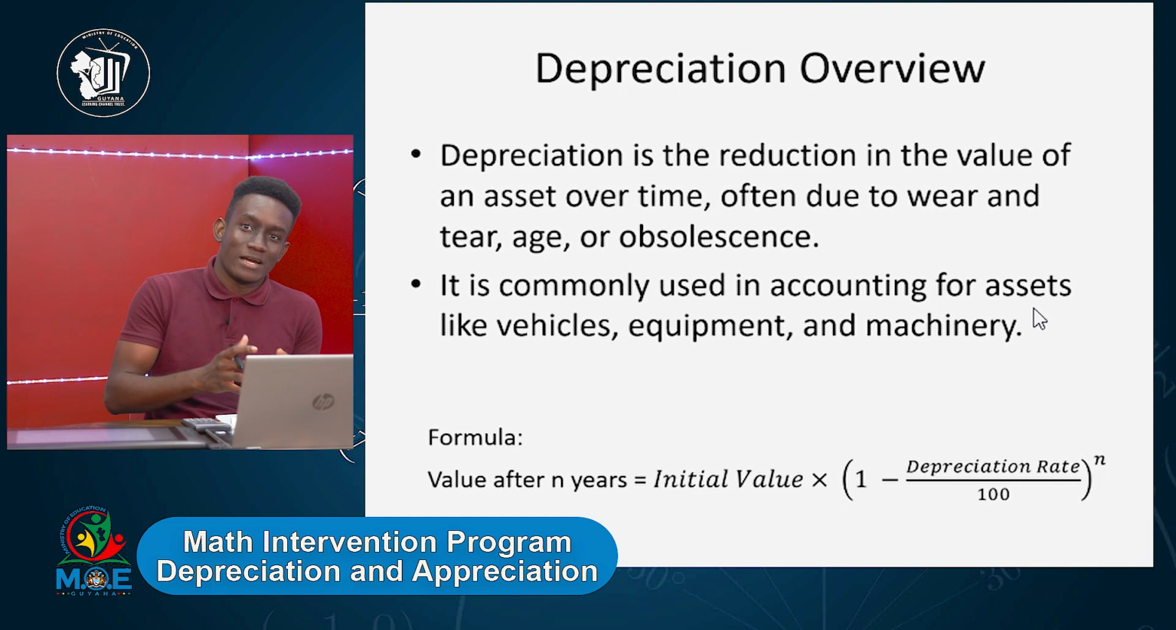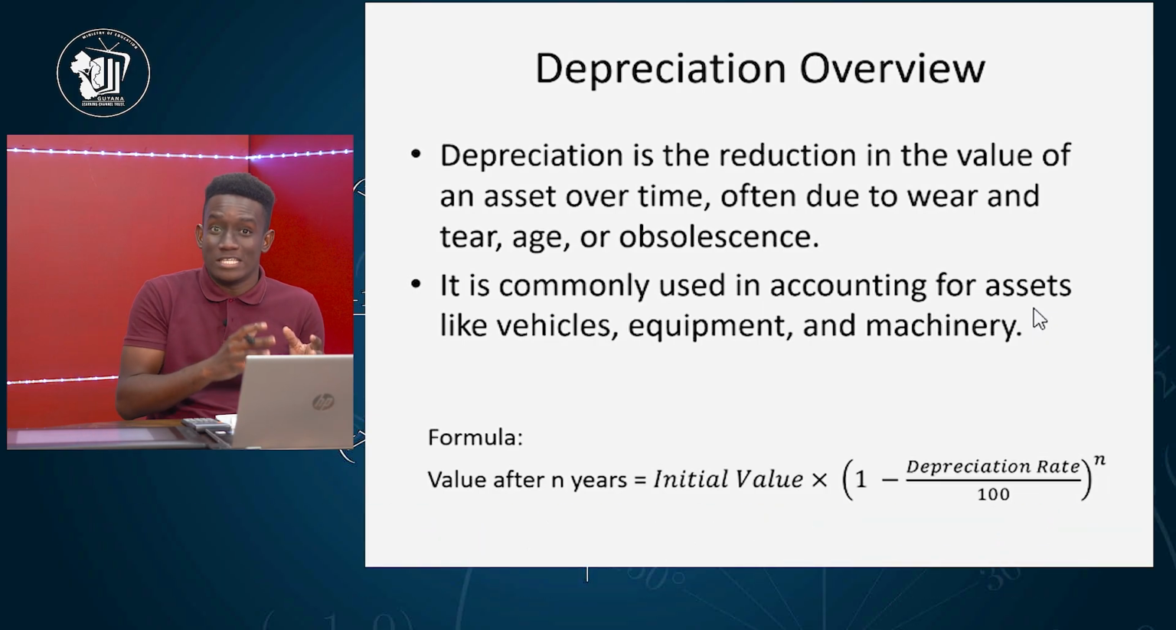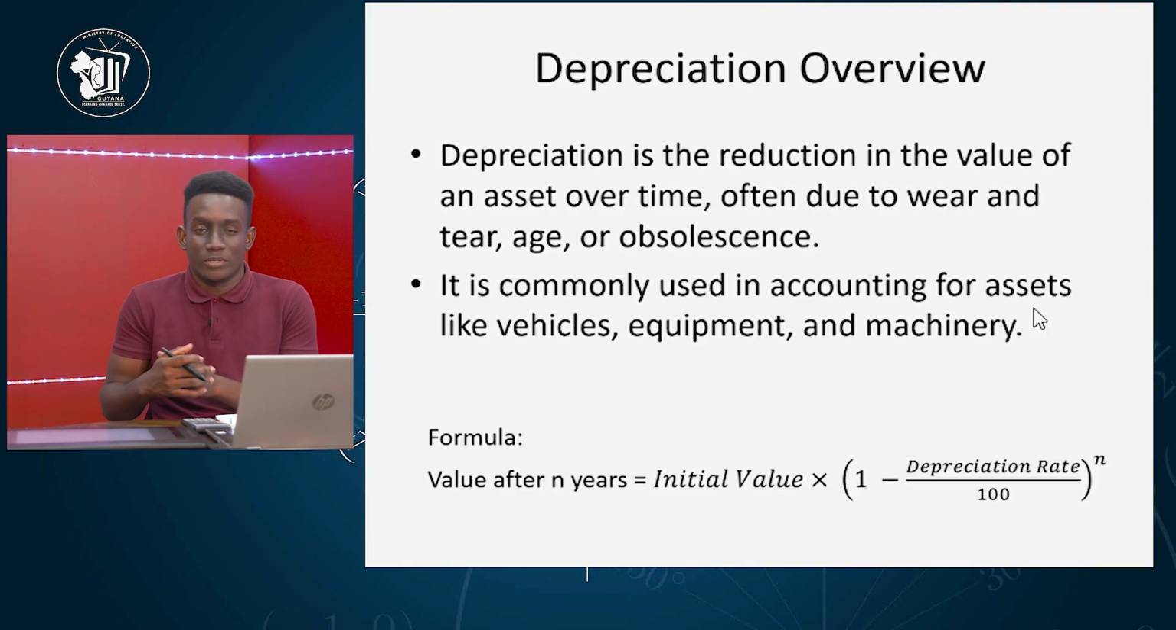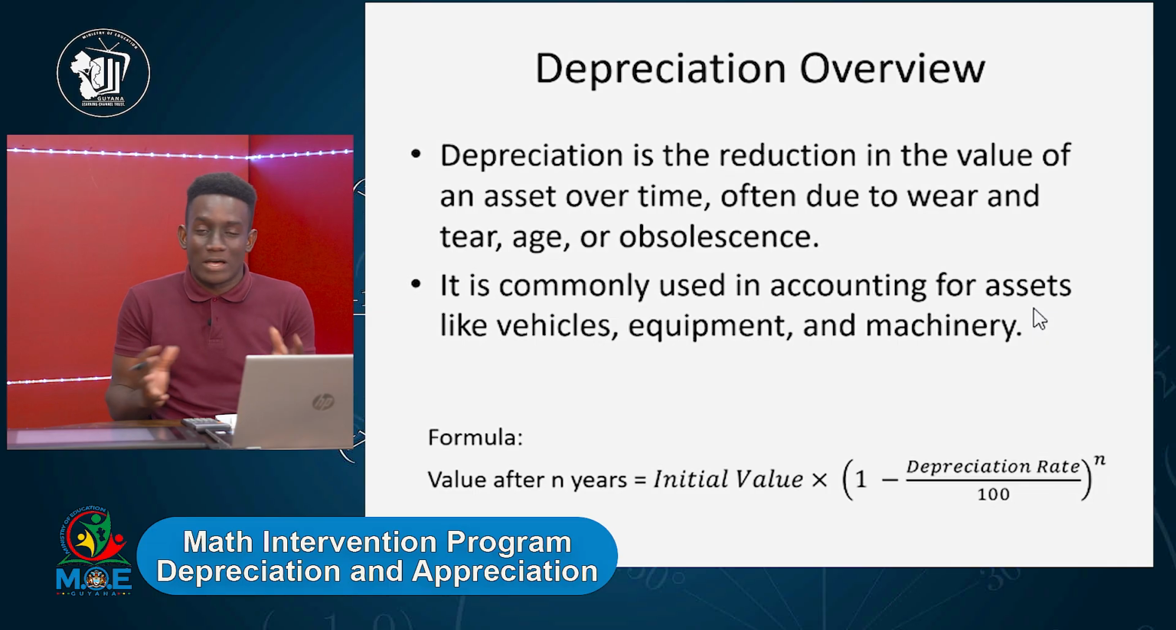If you buy a car, it cannot be worth the same value that you bought it for. Let's say you bought a car in 2016, it cannot be worth the same thing in 2024 because you would have driven and damages would have happened, and wear and tear. So that is the reason for depreciation. Today we'll be looking at how we can calculate the depreciation of different items.